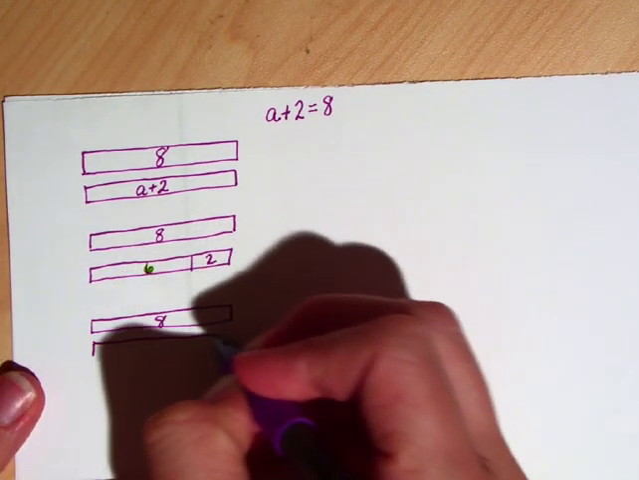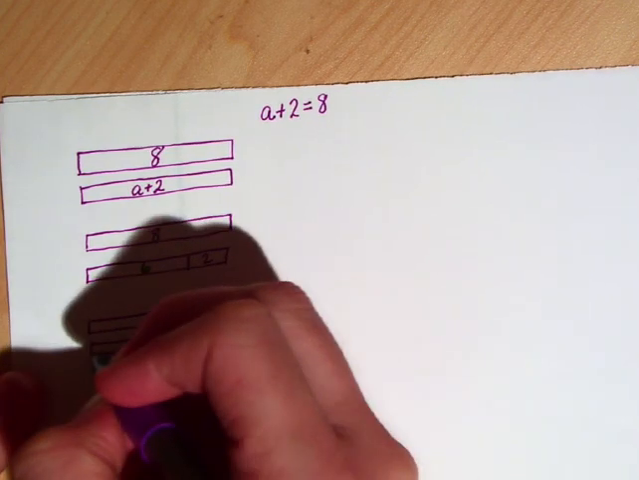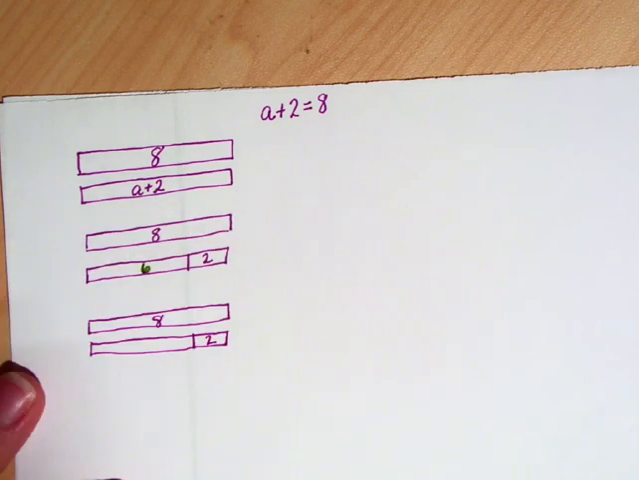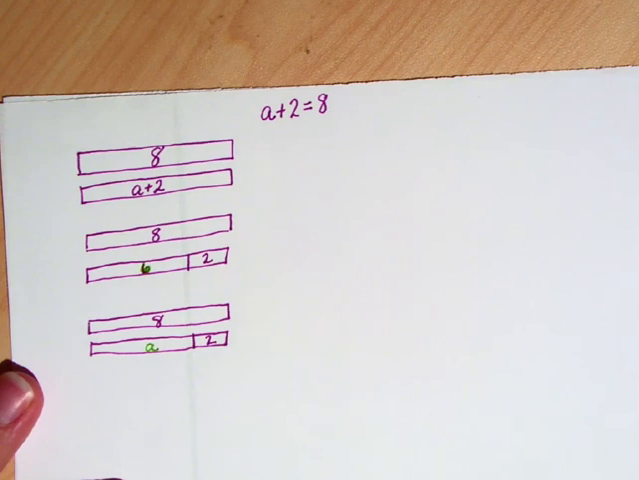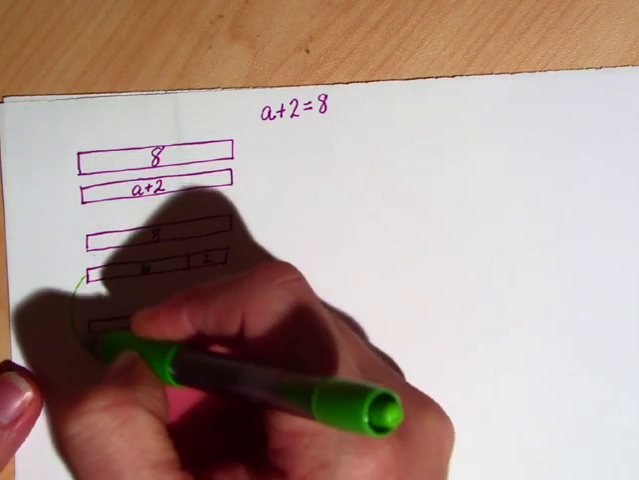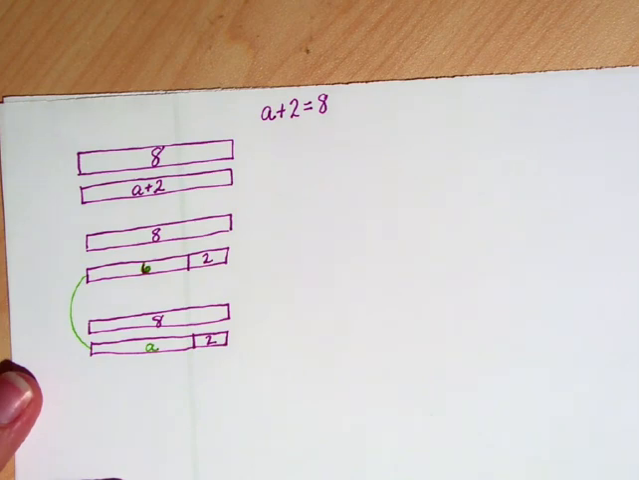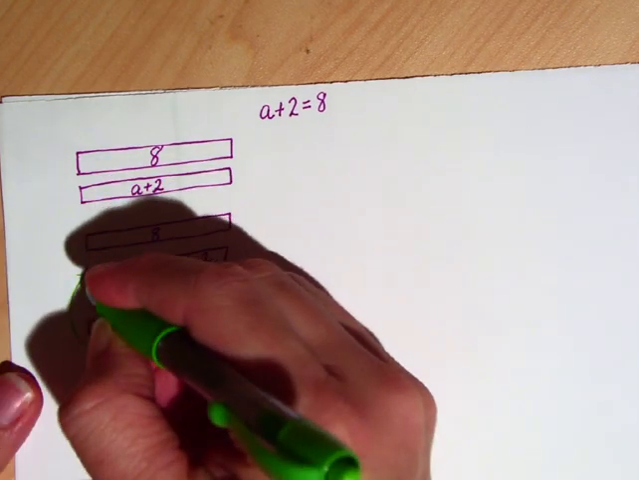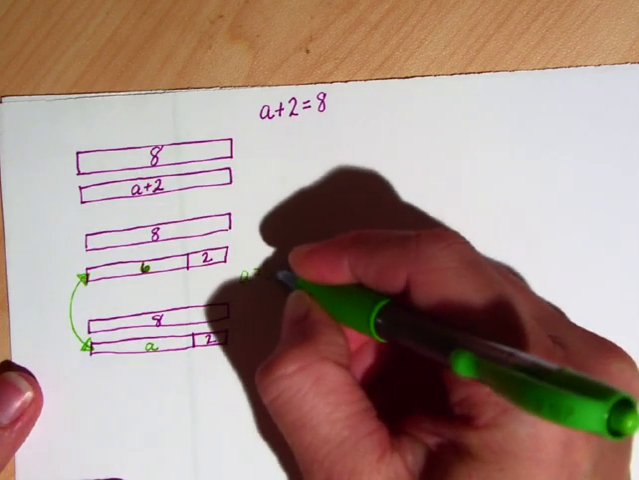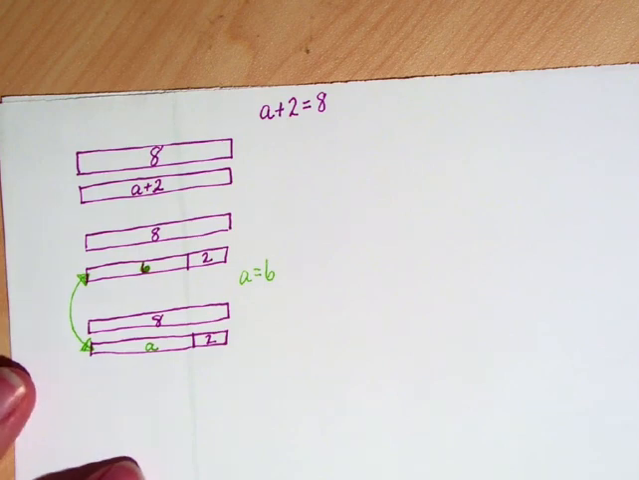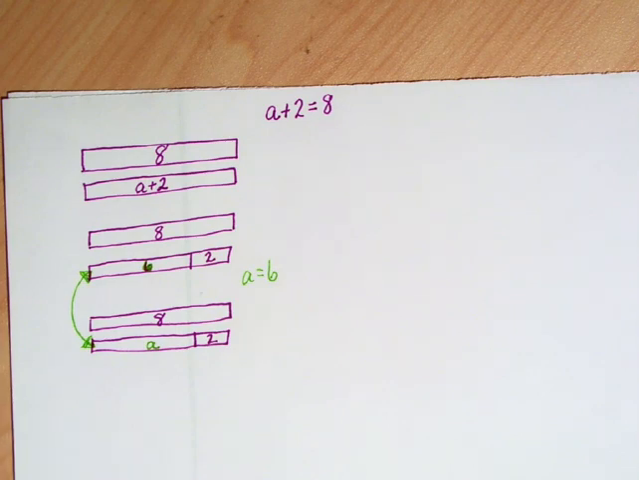Okay. We also know that a goes with 2 to make 8. These two parts right here we see are equal. These are the same. So we know that a equals 6. Now, it's not always going to be that easy and that straightforward. So we need to be able to show this algebraically, meaning in an equation or using math.